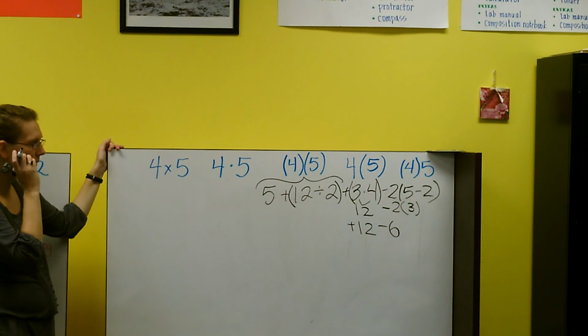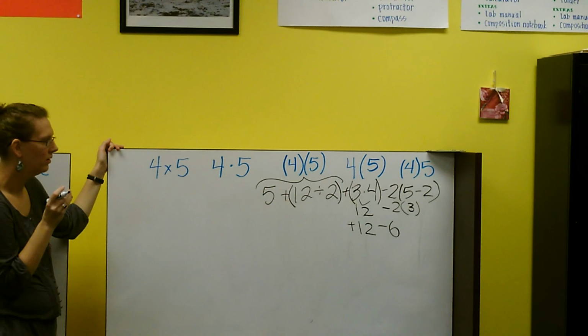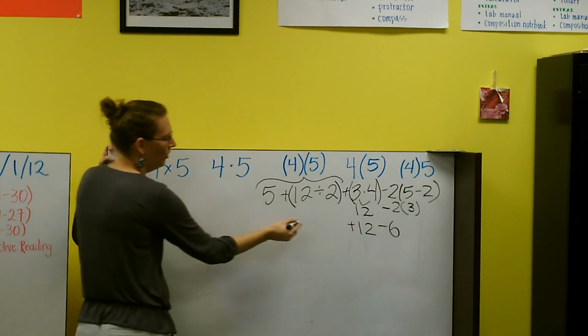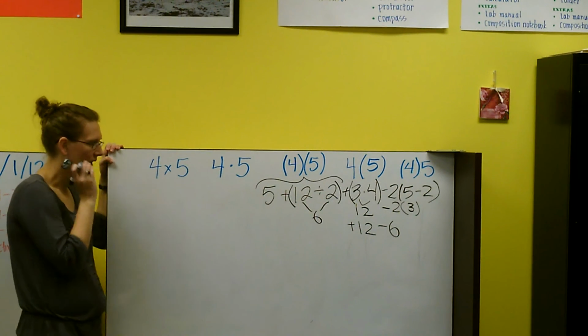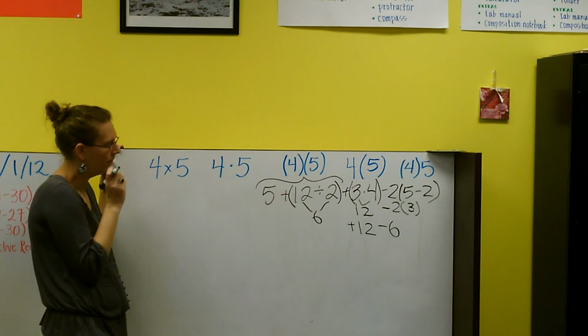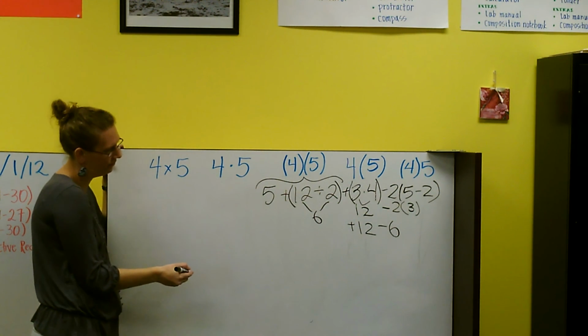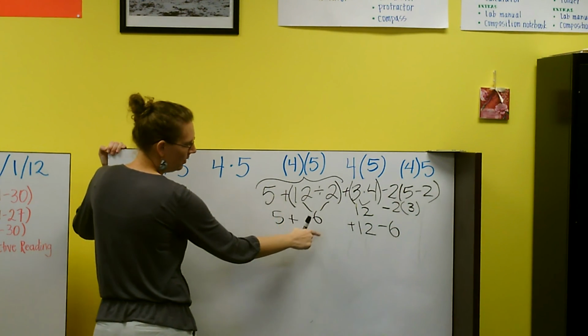Okay, so we took care of the 3 times 4. Now what do we need to take care of next? 6. What did you do? 12 and 2. 12 divided by 2. Good. So we've got the 6. We drop him down. What next, Portia? 5. 5. Good. Plus 6.